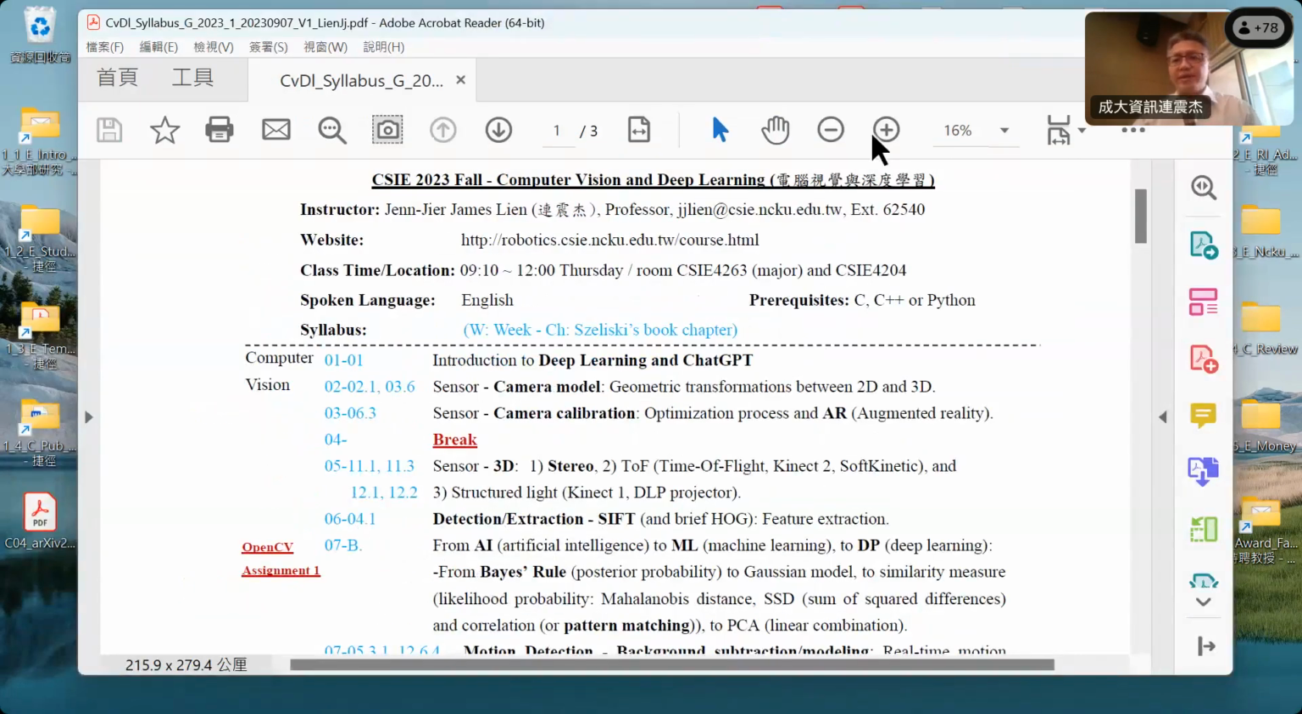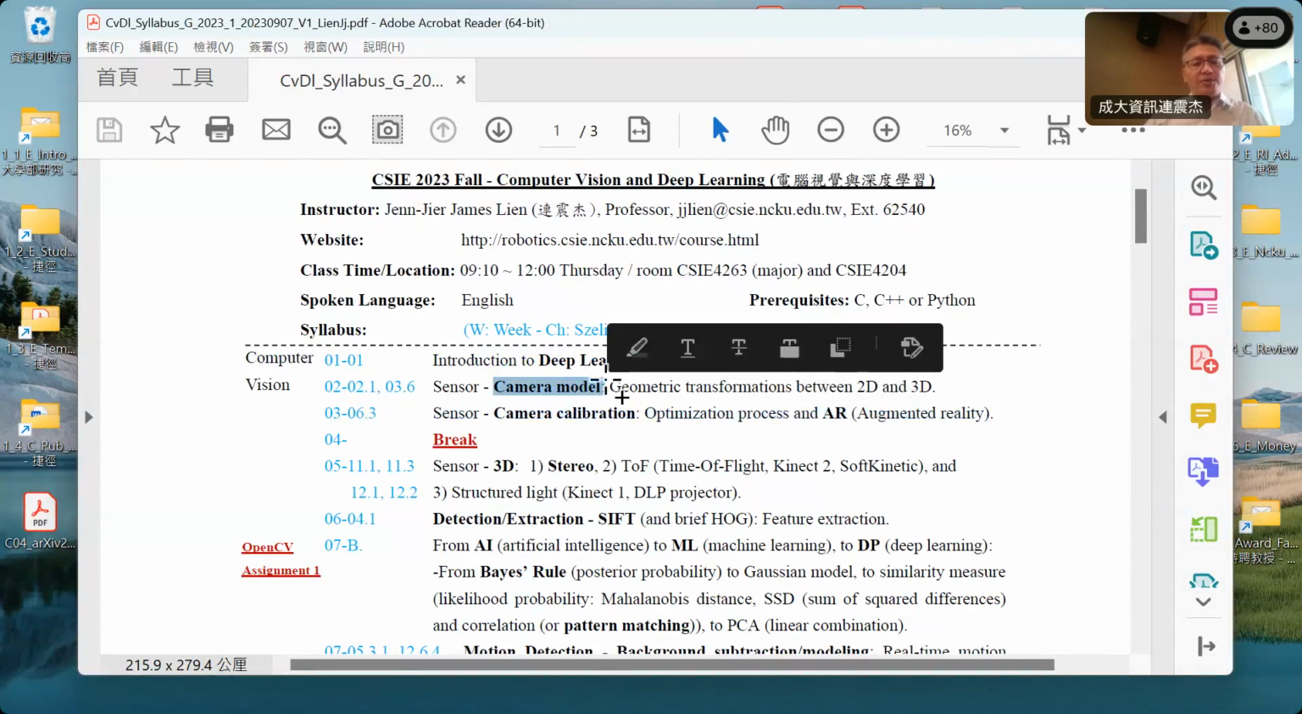Start today's lecture. This week is the third week, because for each week I only spend 2 hours to talk about a computer vision lecture, so our progress is a bit late. Today I will continue to talk about the camera model.